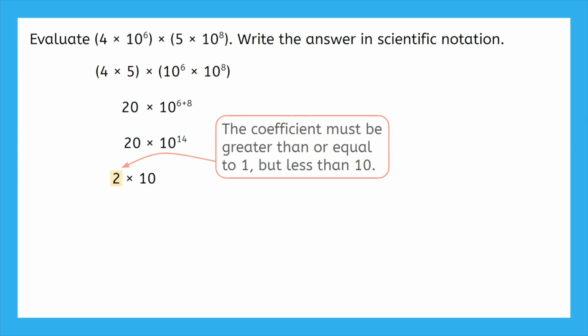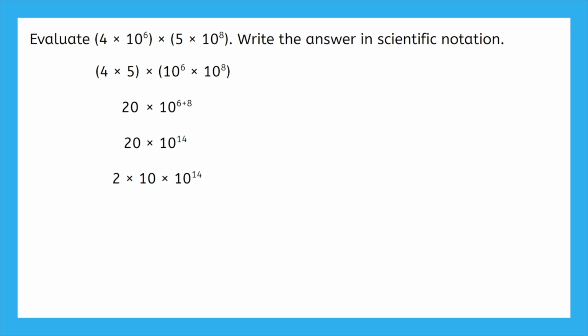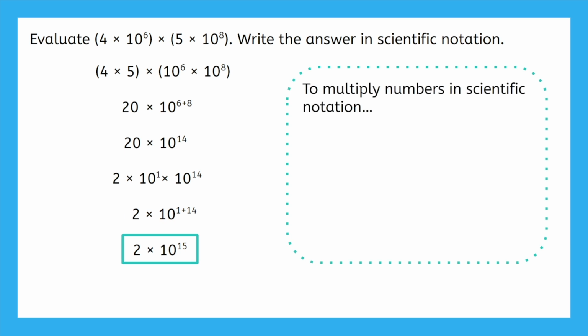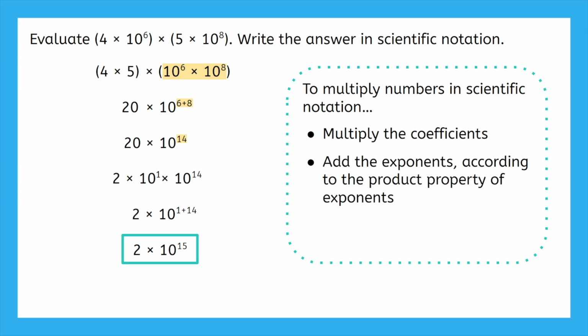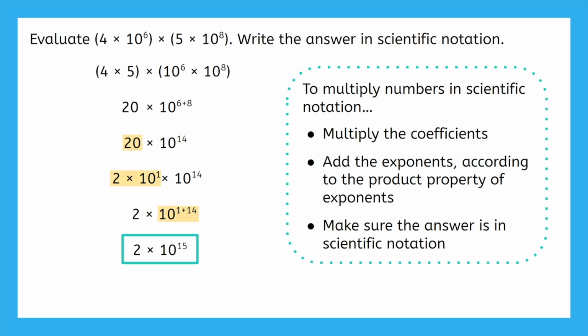Now we have 2 times 10 times 10 to the 14th. We just need to multiply 10 by 10 to the 14th by adding the exponents. 10 has an exponent of 1, and 1 plus 14 gives us a new exponent of 15. The answer is 2 times 10 to the 15th. So, to multiply numbers in scientific notation, multiply the coefficients, then add the exponents according to the product property. And finally, make sure the answer is in scientific notation. If not, just move a 10 from the coefficient to the power of 10.